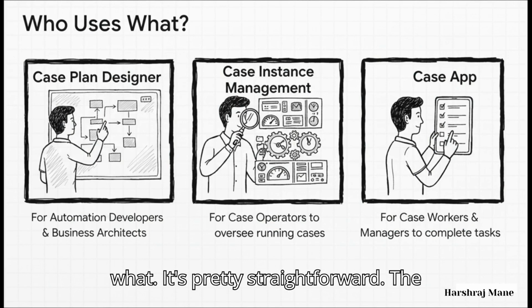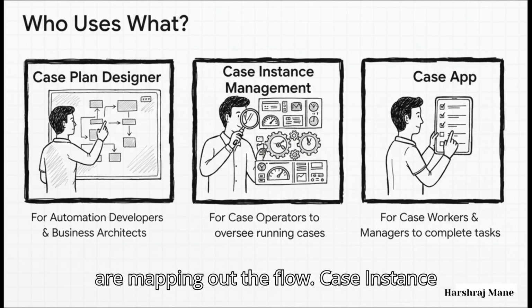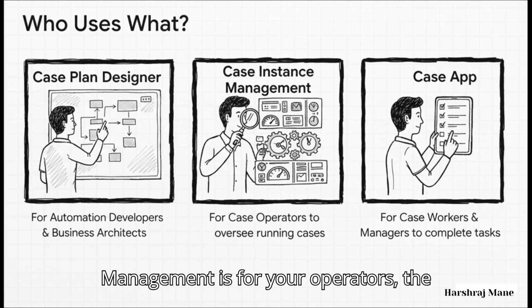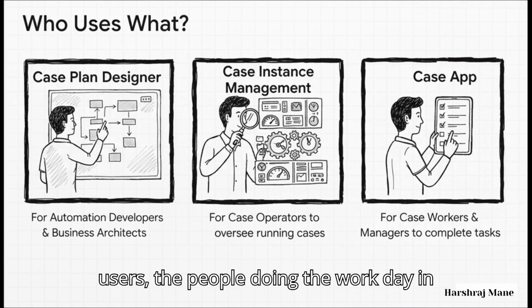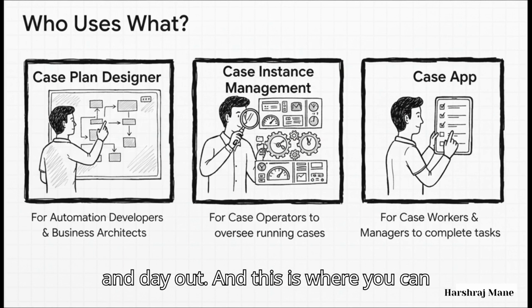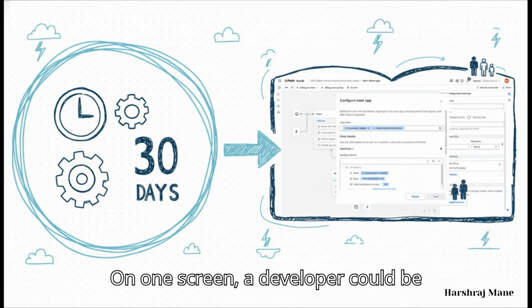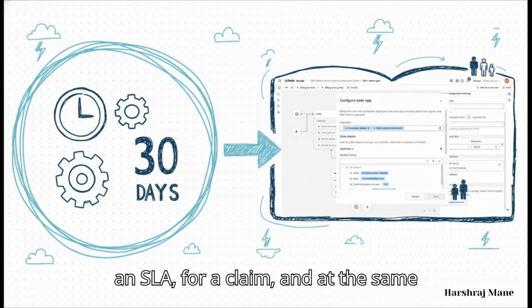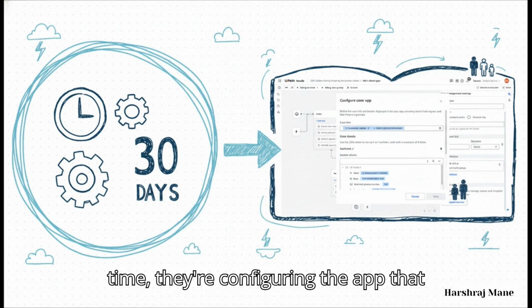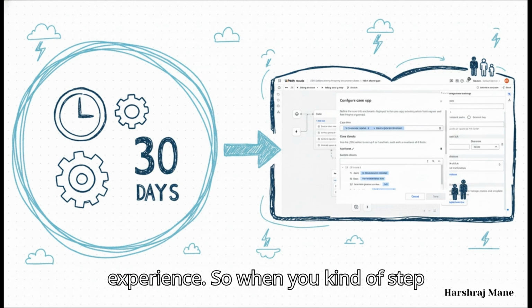It's pretty straightforward. The case plan designer? That's the playground for your architects and developers who are mapping out the flow. Case instance management is for your operators, the folks who need to keep an eye on everything that's running. And the case app is the home base for your business users, the people doing the work day in and day out. And this is where you can really see how it all just connects. On one screen, a developer could be setting a 30-day service level agreement, an SLA, for a claim, and at the same time, they're configuring the app that the business user is going to see. It's this beautiful, seamless bridge between the back-end design and the front-end experience.